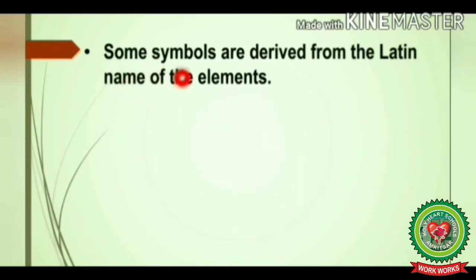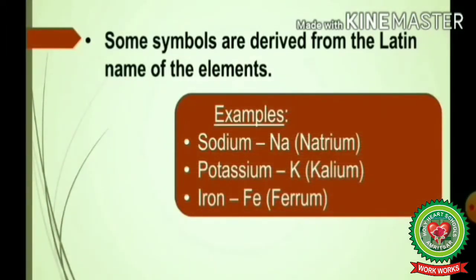Some symbols are derived from the Latin name of the elements. For example, the symbol of sodium is Na, which is derived from the Latin name natrium. The symbol of potassium is capital K, which is derived from the Latin name kalium, and the symbol of iron is Fe, which is derived from the Latin name ferrum.